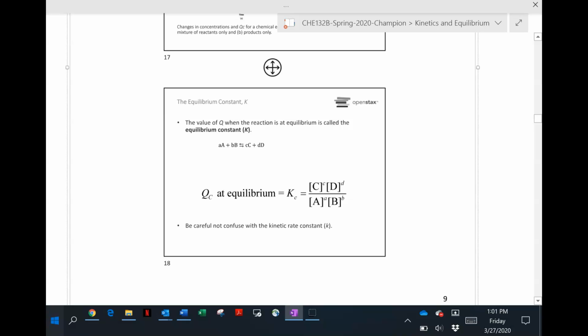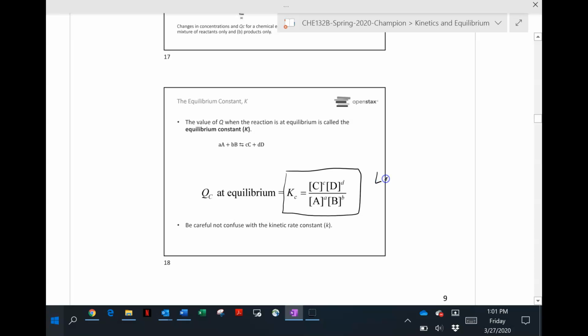And so what we say is that the value of Q that's present at equilibrium is equal to the equilibrium constant K, and we say K sub C here. Again, taking the products' concentrations, raising them to their coefficients, and multiplying them together, and then dividing them by the reactants' concentrations, raised to their coefficients, multiplied together on the bottom. And this is called the law of mass action, and one of the fundamental skills is to be able to write this for an equation.